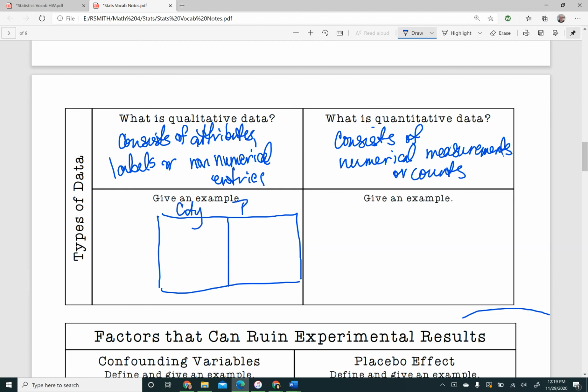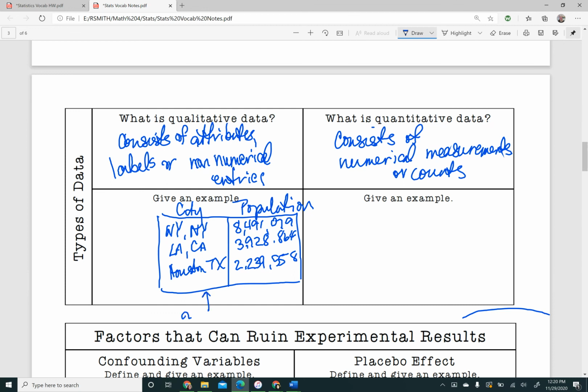If this is a city and this is the population, so the city is New York, New York, and the population is 8,491,079. And LA, California is 3,928,864. And Houston, Texas is 2,239,558. So this is qualitative data, because it's a label, it's not numerical. And this is quantitative data because it has numbers.